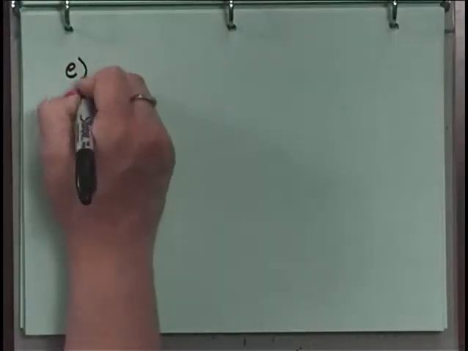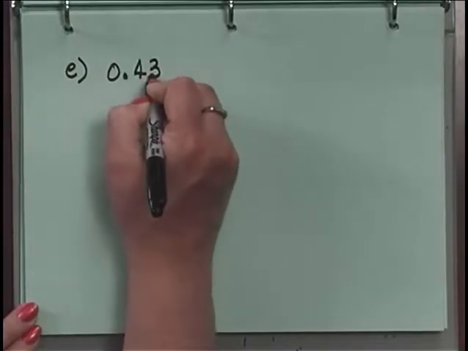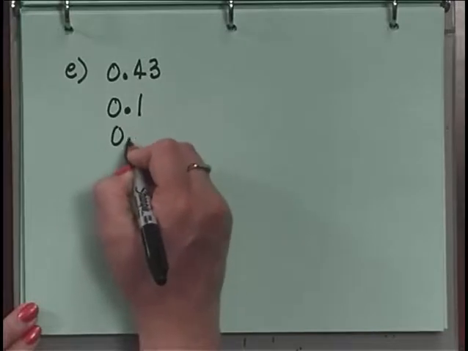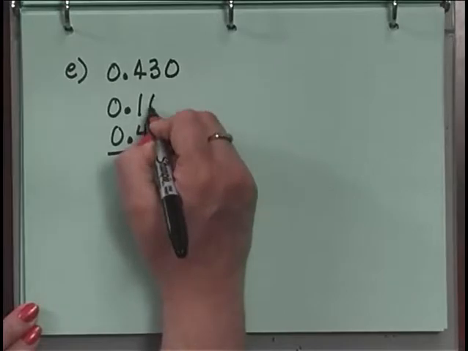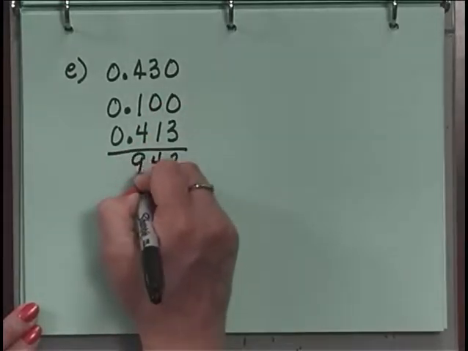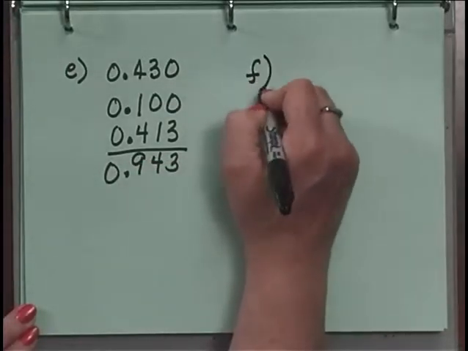Problem E. I want to find the sum for 43 hundredths, 1/10, and 413 thousandths. So I'm going to fill in missing places with zeros and then add. 943 thousandths would be my sum.